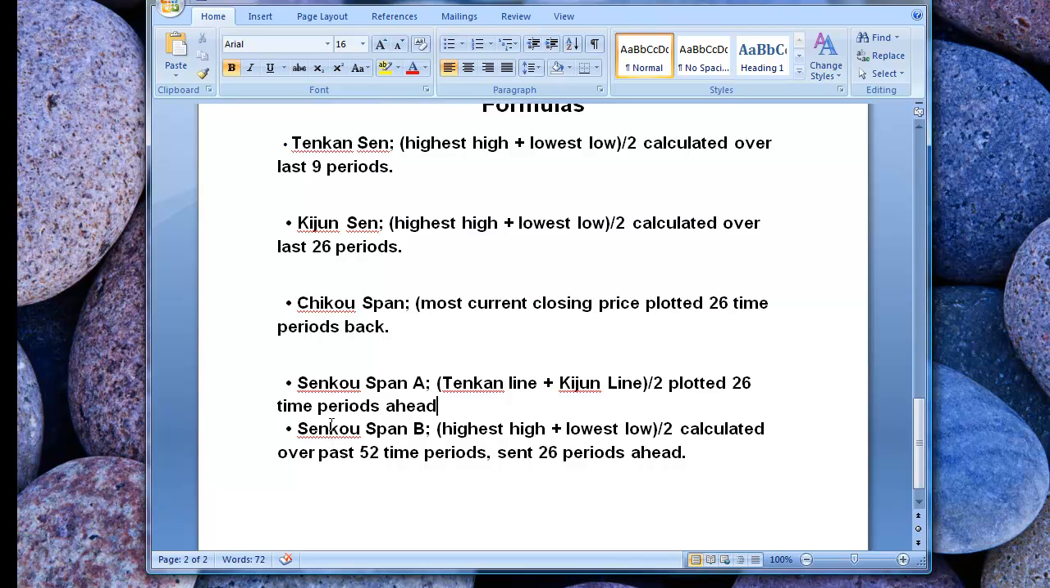The significance of this is that it plots support and resistance, and depending on the depth, or vertical dimension, of the cloud, it can tell you if the support or resistance is significant or insignificant.